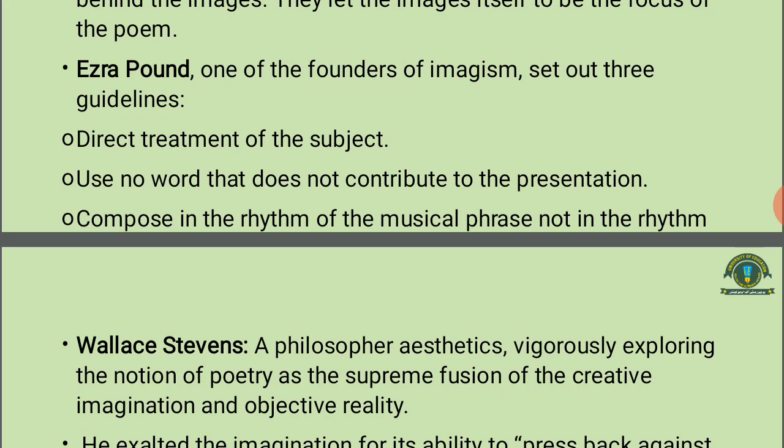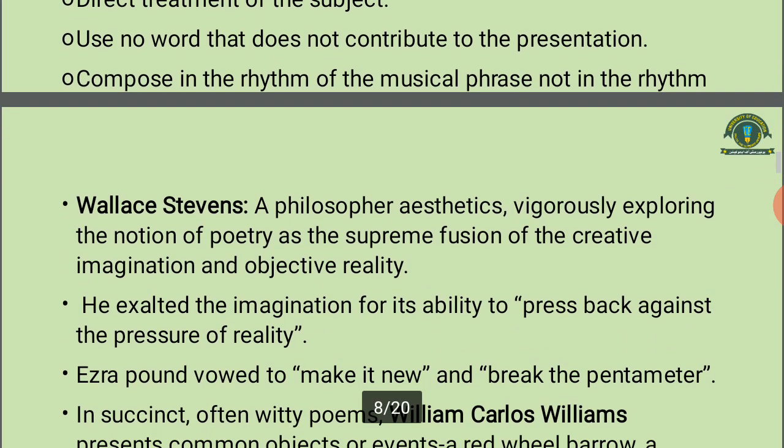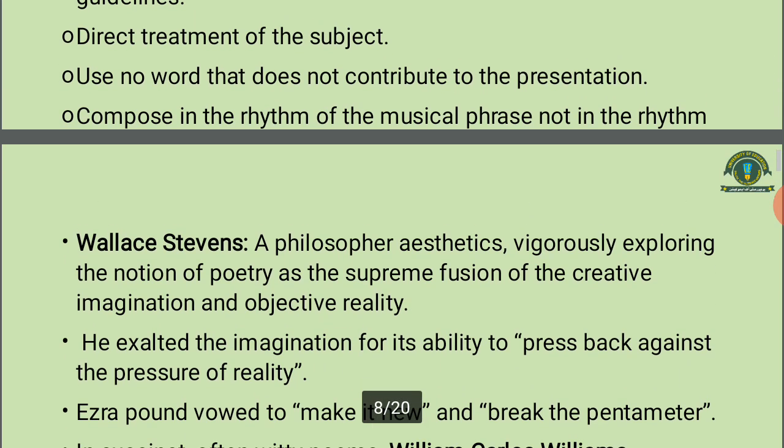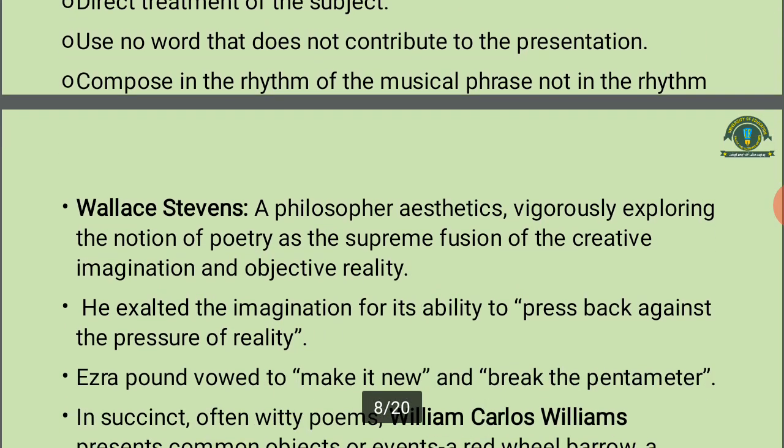The third is: compose in the rhythm of the musical phrase, not in the rhythm of the metronome. So rhythm is not focused on as it was in the Romantic era, when rhythm was the focus. Instead, composition in the rhythm of the musical phrase is the focus of the modern poets, and specifically of the imagists.